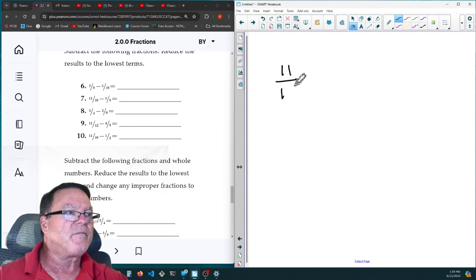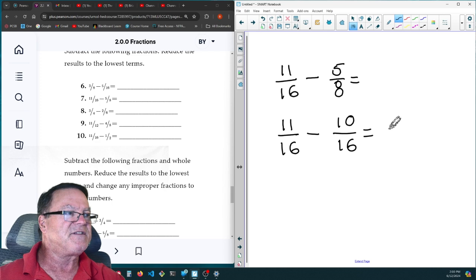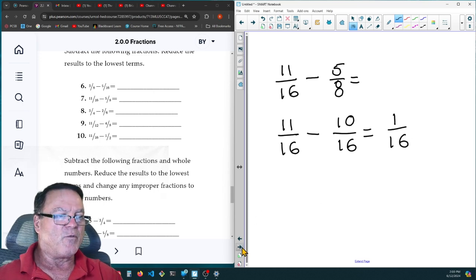11/16 minus 5/8 equals, well, I'm going to multiply the 5 times 2, and I'm going to multiply the 8 times 2. 5 times 2 is 10, and 8 times 2 is 16, so I have 11/16 minus 10/16 equals 1/16. Very good. I hope that's what you got.